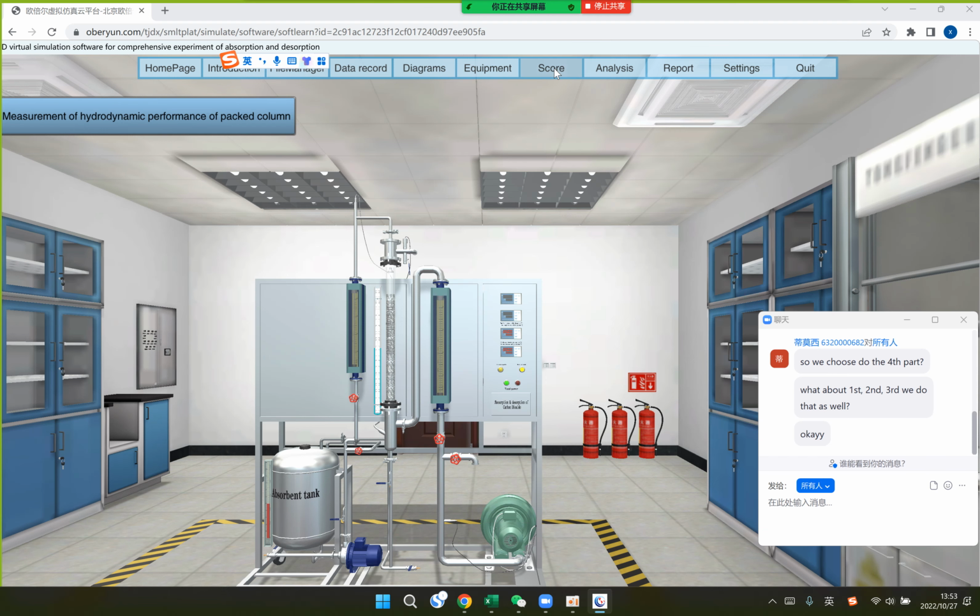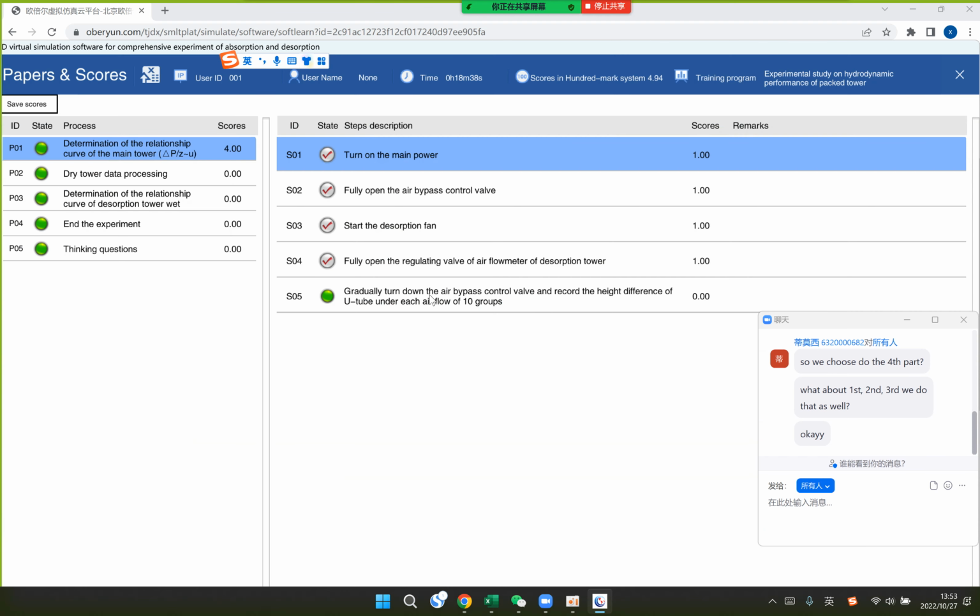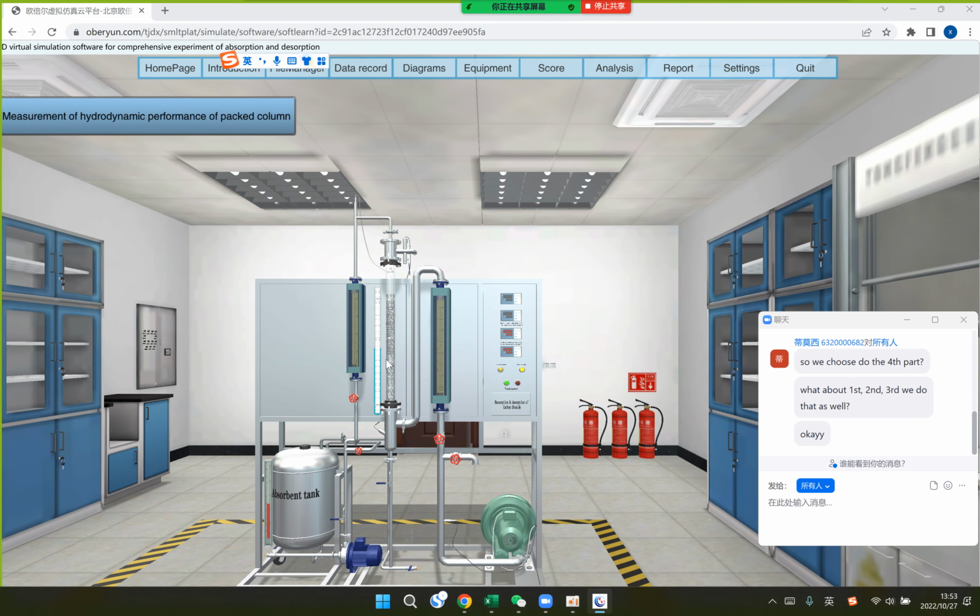So gradually turn down the air bypass control valve and record the height differences of the U tube under each airflow of 10 groups. Here we use this rotational meter to read the flow rate for the air, and we use the U-tube pressure meter to read the pressure differences into the tower.